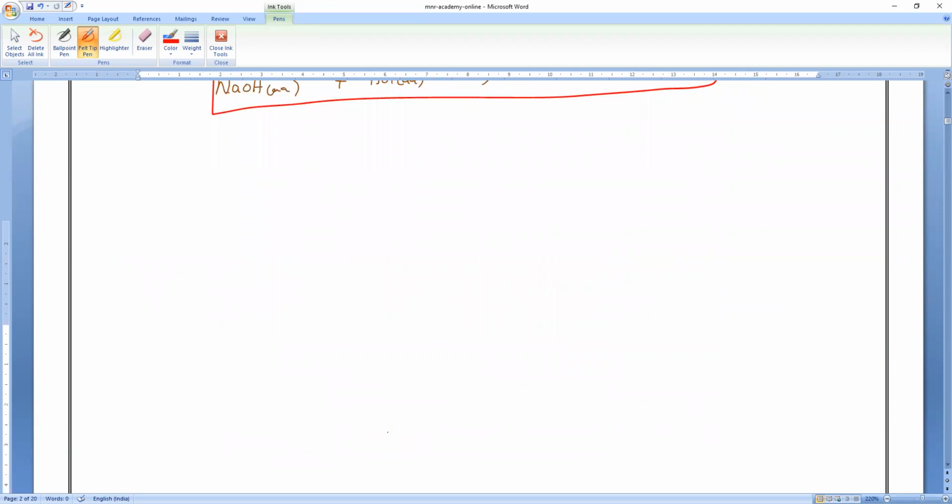Next, let us see, write it. What are the common bases and their uses now? So all of you keep the heading: common bases and their uses.